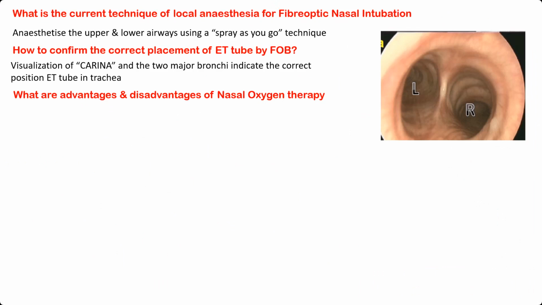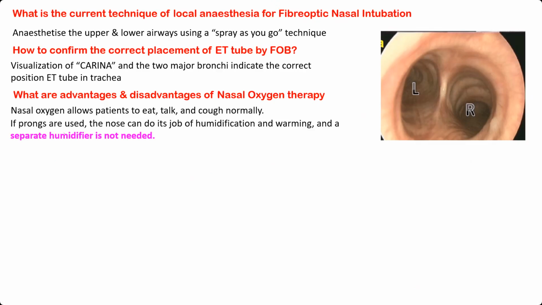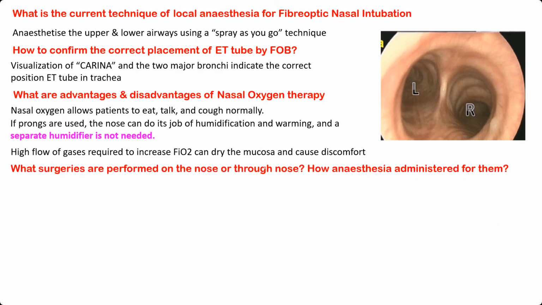Dryness, but your normal mucosa will help in that. Okay, so prolonged dry gas supply will cause a dryness of the mucosa. So nasal oxygen allows patients to eat, talk, and cough normally. And if prongs are used, it can do the job of humidification without separate need for a humidifier. And high flow gases increase the FiO2, but they can cause dryness of mucosa.